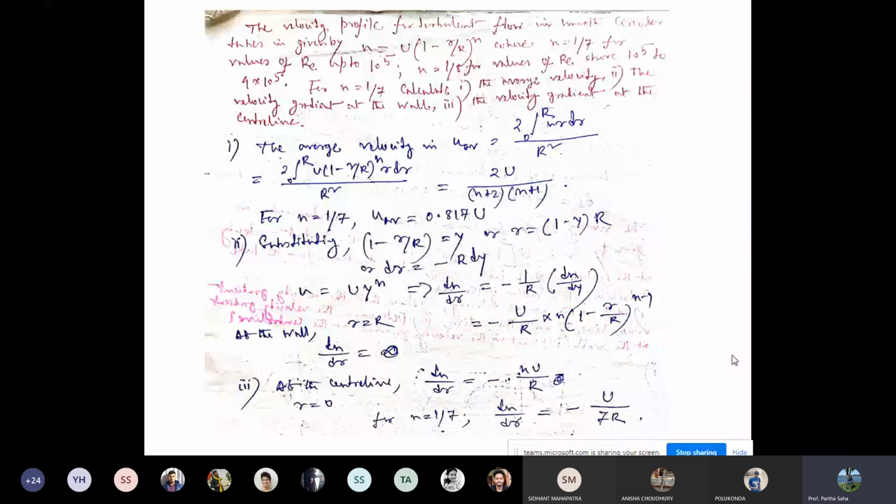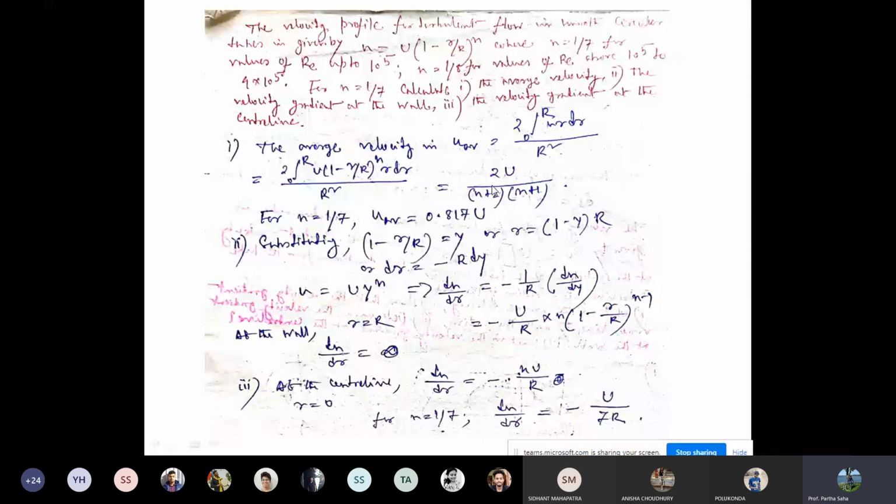So same thing, I have already shown you, you can calculate the average velocity using the formula. The relationship is given, you just put the value and solve to get this formula. Now, instead of the square there, it was given n, so that's why n plus 2 and n plus 1 come into the picture. Now for n equal to 1 by 7, you just put the value of 1 by 7, and the average velocity will be 0.817 U.